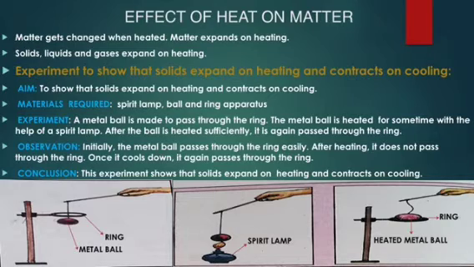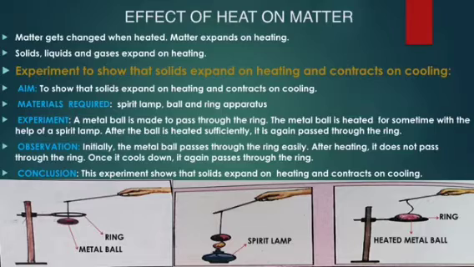Now what are the materials required to do the experiment? We need a spirit lamp, ball and ring apparatus. What is this ball and ring apparatus? You can see in the first picture. Now how to do the experiment? A metal ball is made to pass through the ring. Look at the first picture. You can see the ring and the metal ball. So the metal ball is taken and it is made to pass through the ring. So the ball goes inside the ring.